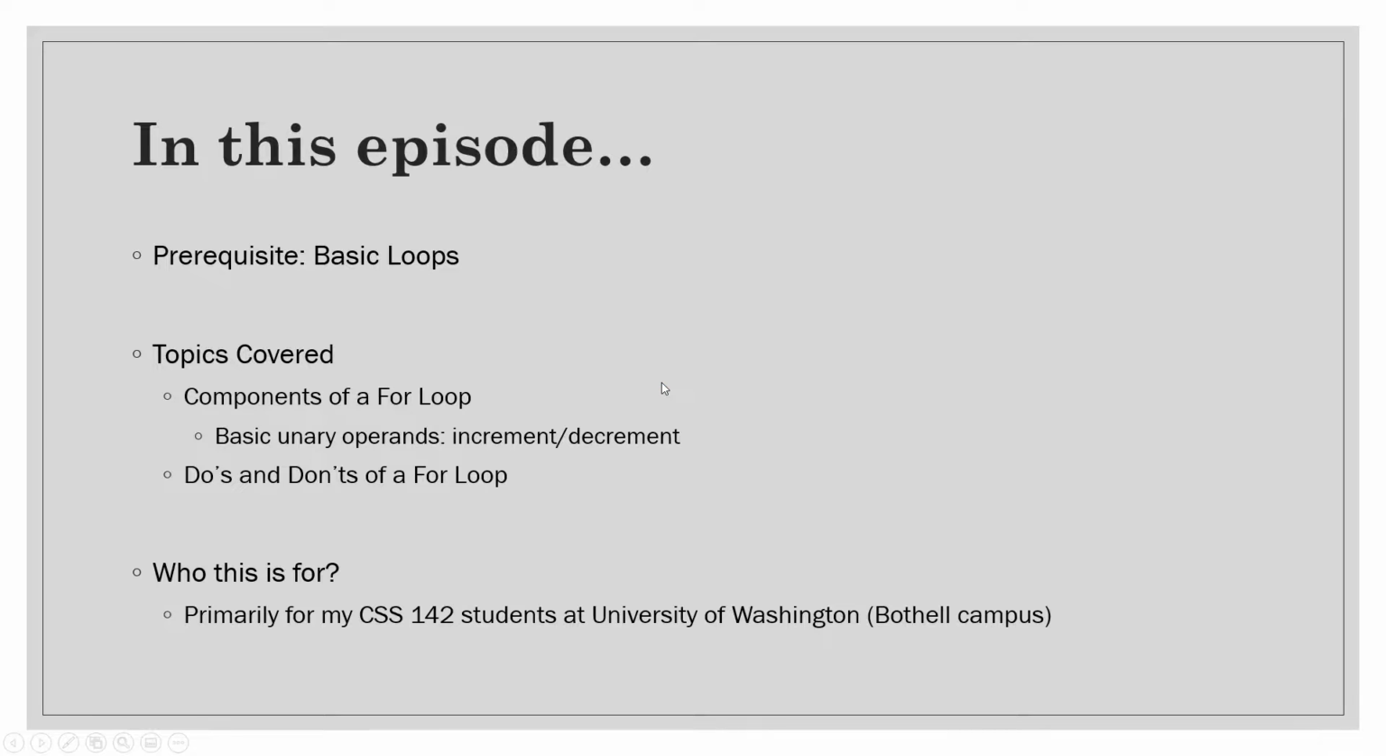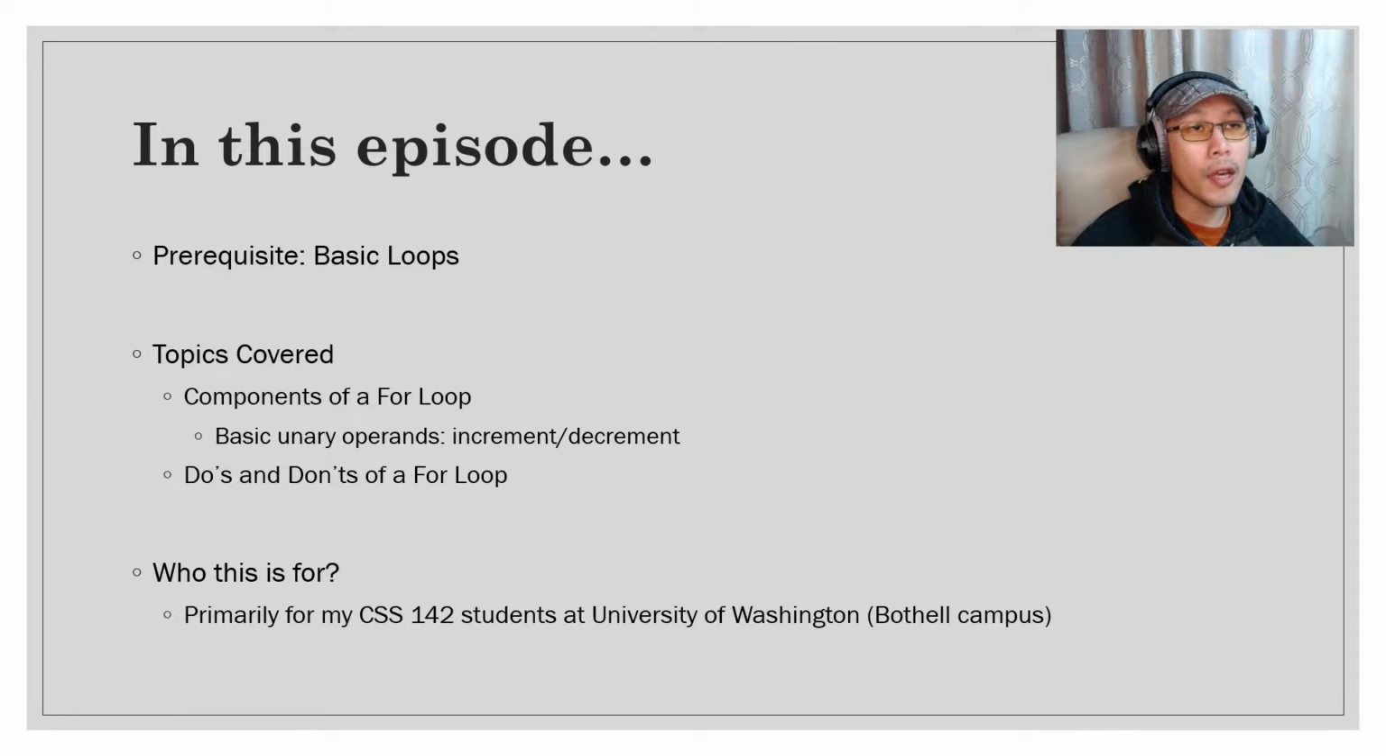Okay, so before you begin this episode, I highly recommend that you have already watched the Basic Loops episode, because that's going to be a foundation that's going to help you understand this episode a lot more. Specifically for today, I'm going to be covering the components of a for loop, as well as the basic unary operands increment and decrement, and the do's and don'ts of a for loop.